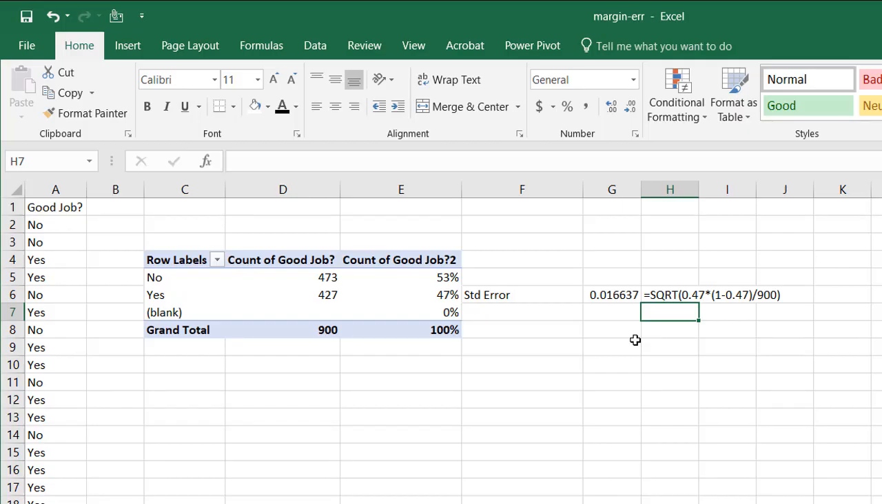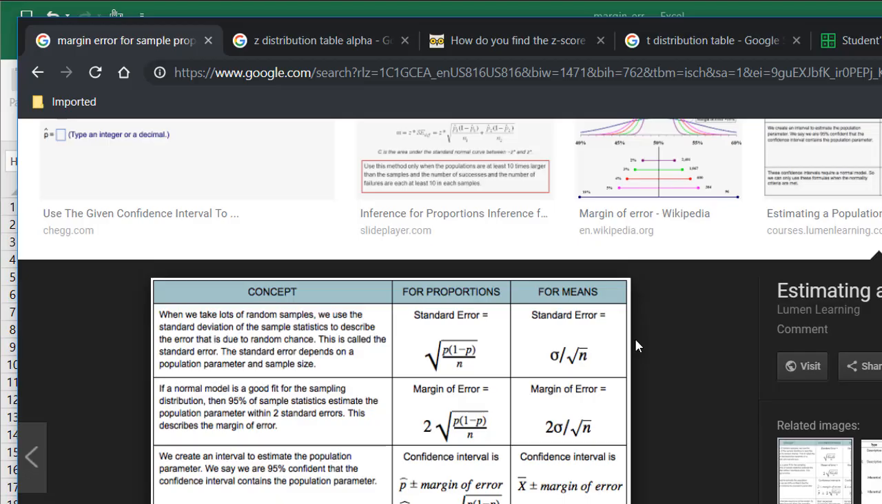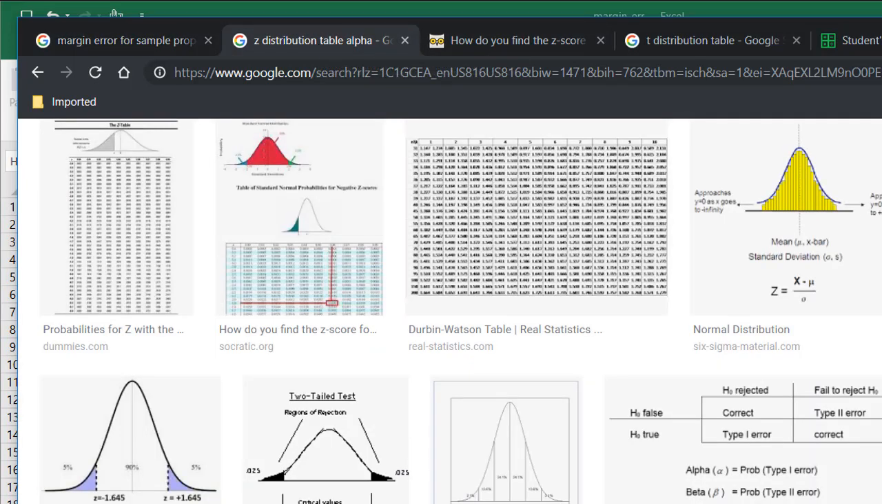Now, usually in these kinds of polls or surveys, you usually see 95% confident. When we say 95% confident, we're talking about using a z distribution for this particular sample, because usually with a z distribution you're assuming that you know the standard deviation, and or the sample size is large. In this case, it is large, about 900.